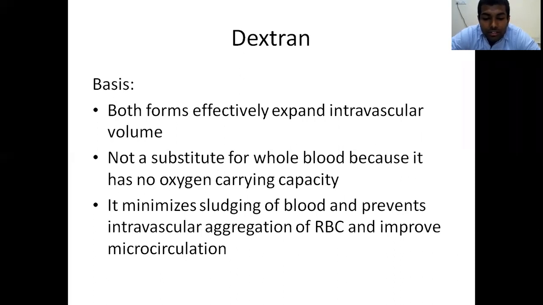So when do we use this? You're doing a surgery, there is unexpected blood loss and the replacement blood takes time. So we can use this as an emergency substitute to expand the intravascular volume, but the defect is it cannot carry oxygen. It minimizes sludging of the blood, preventing intravascular aggregation of RBC and improves the microcirculation.